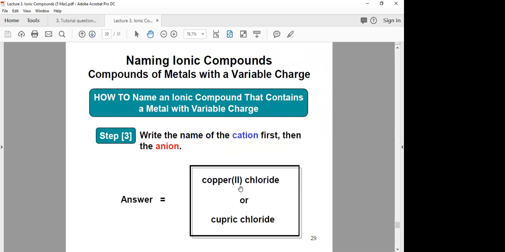And the answer is either copper(II) chloride or cupric chloride.